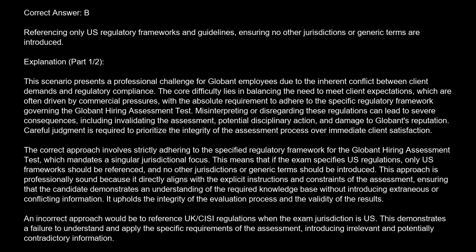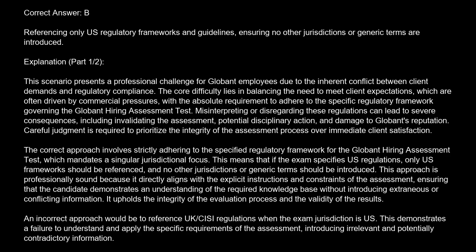Misinterpreting or disregarding these regulations can lead to severe consequences, including invalidating the assessment, potential disciplinary action, and damage to Globant's reputation. Careful judgment is required to prioritize the integrity of the assessment process over immediate client satisfaction. The correct approach involves strictly adhering to the specified regulatory framework for the Globant hiring assessment test, which mandates a singular jurisdictional focus. This means that if the exam specifies U.S. regulations, only U.S. frameworks should be referenced, and no other jurisdictions or generic terms should be introduced.